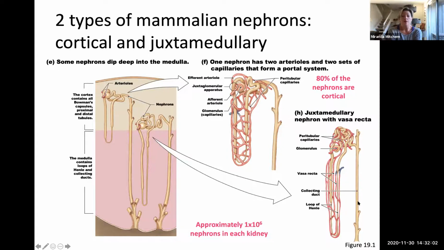Now, a kidney contains about 1 million nephrons just in one kidney. And then of course, we've got two. People can live quite well with just one kidney.